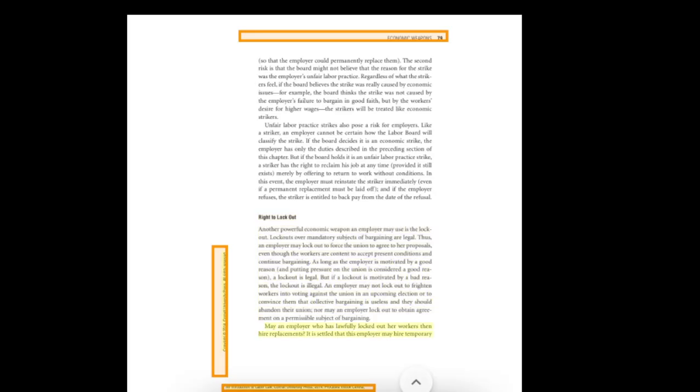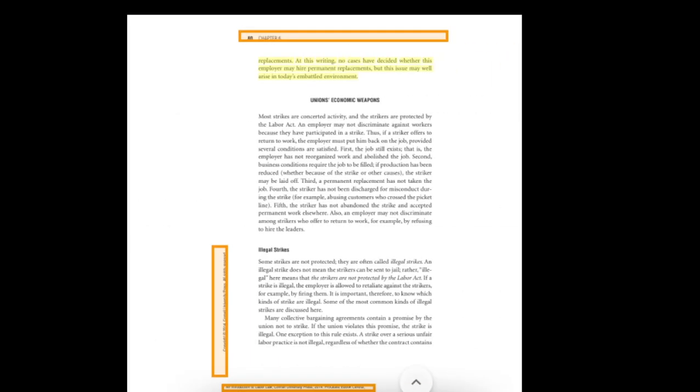May an employer who has lawfully locked out her workers then hire replacements? It is settled that this employer may hire temporary replacements. At this writing, no cases have decided whether this employer may hire permanent replacements, but this issue may well arise in today's embattled environment.